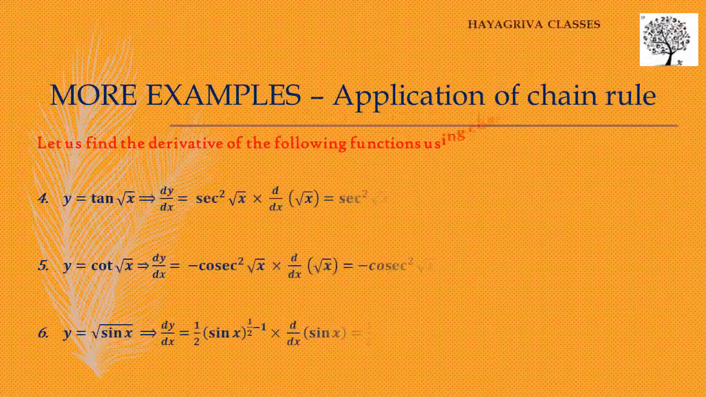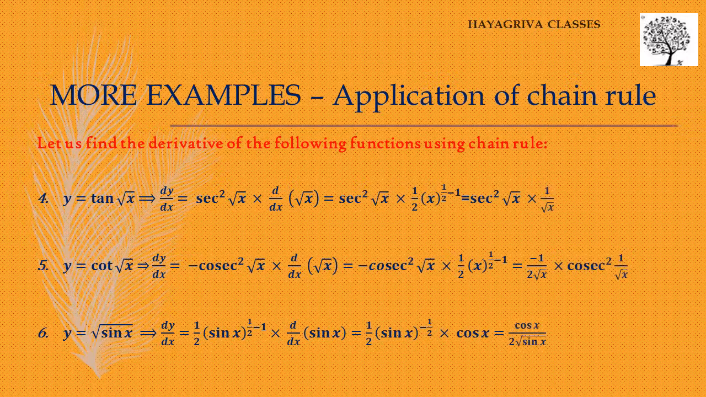Now we go on to slightly the next level sort of sums. Y is equal to tan of root x. If you differentiate tan, you will get secant square, so secant square root x. But instead of x, what do we have? Root x. So we have to differentiate root x now. How will we differentiate root x? It is x power half. So use the formula half into x power half minus 1, which becomes half into x power minus half, which is 1 by 2 into root x in the denominator.